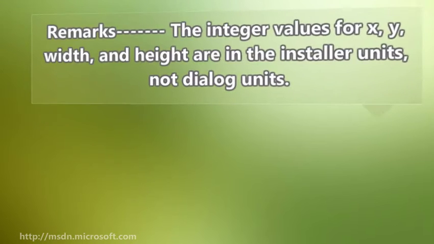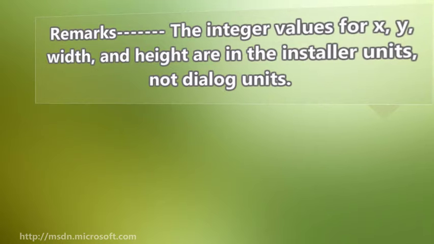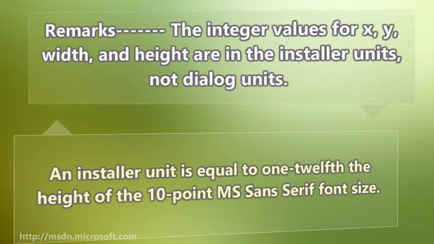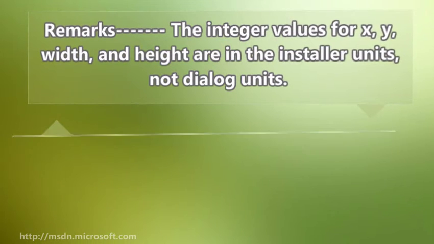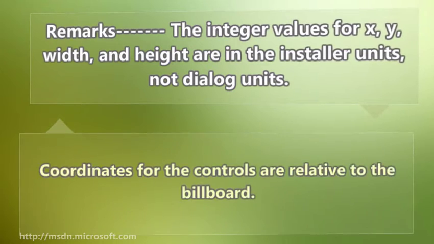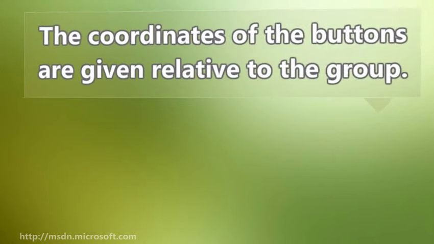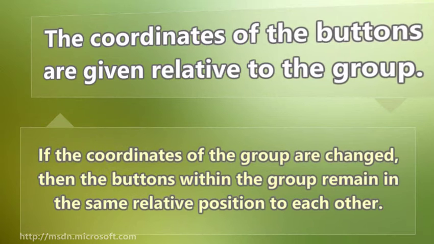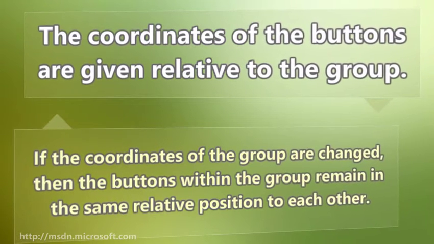Remarks: the integer values for X, Y, Width, and Height are in installer units, not dialog units. An installer unit is equal to 1/12 the height of the 10-point MS Sans Serif font size. Coordinates for the controls are relative to the billboard. The coordinates of the buttons are given relative to the group. If the coordinates of the group are changed, then the buttons within the group remain in the same relative position to each other.